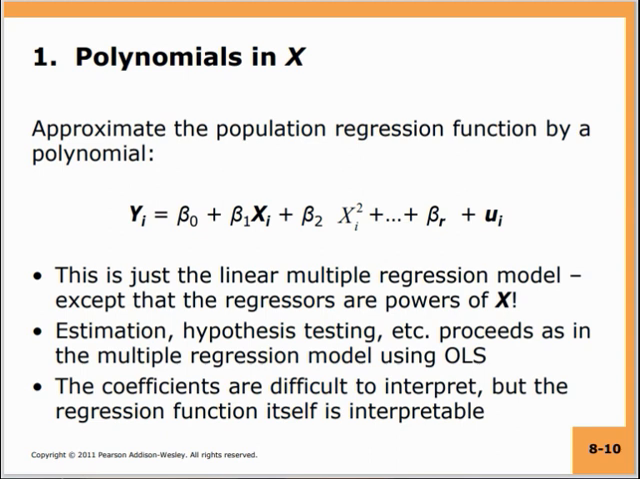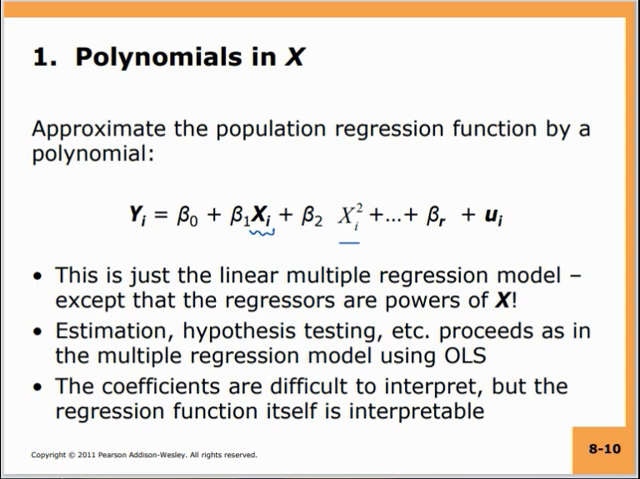So first we will look at polynomials in x. Suppose we approximate the population regression function by a polynomial, and we take the simplest polynomial, that is we take a quadratic function. So yi equals beta 0 plus beta 1 xi plus beta 2 xi square. So in addition to the term xi, you can put xi square.